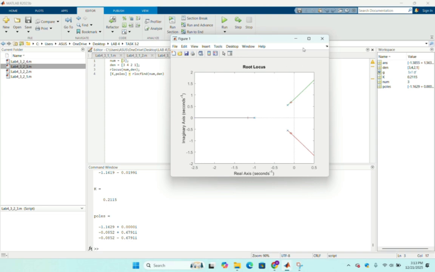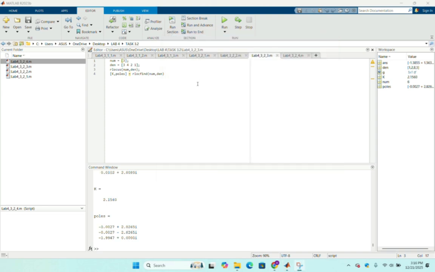At this stage, the poles enter the complex plane, which means the system will not exhibit an oscillatory response.